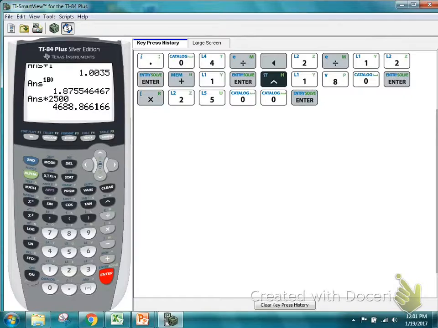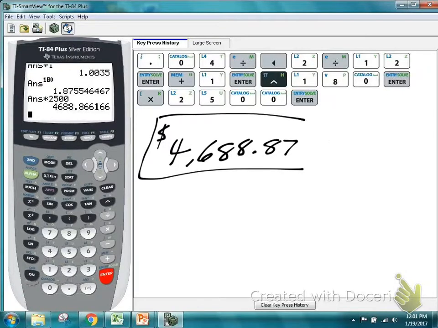That should give us $4,688.866166. We want to round it to hundredths, so you don't worry about that. You look at the third number. Since it's 6, bigger than 5, you go up with the next one. So your final answer should be $4,688.87 when you round. It's very, very important to make sure that you're properly using your calculator functions to go through with that.